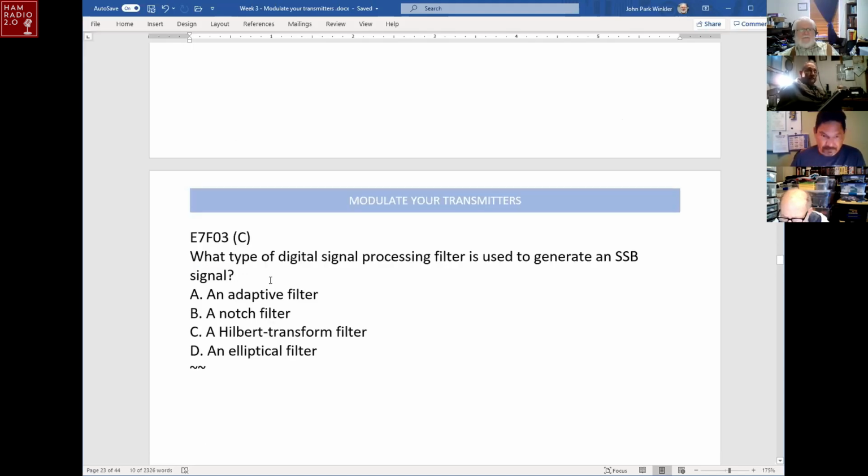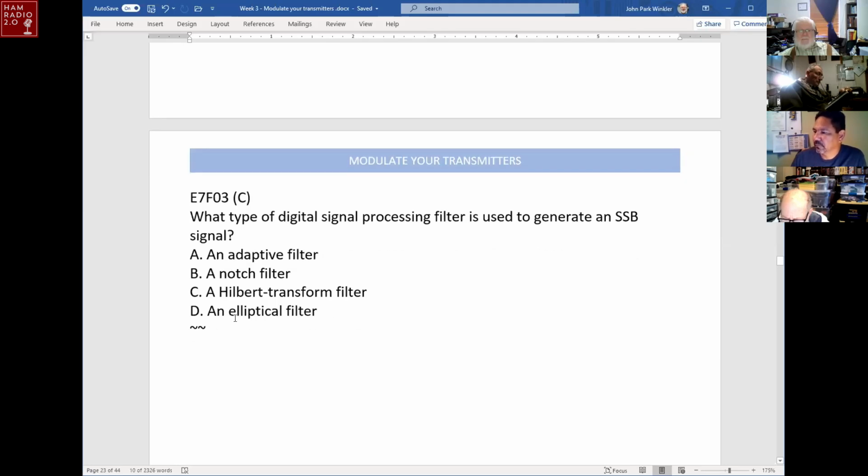Okay, 7F03. What type of digital signal processing filter is used to generate an SSB signal? And the answer is a Hilbert transform filter. Kevin, what page is this question on? It's on 103. Yeah, okay, that's where I actually landed. F03.